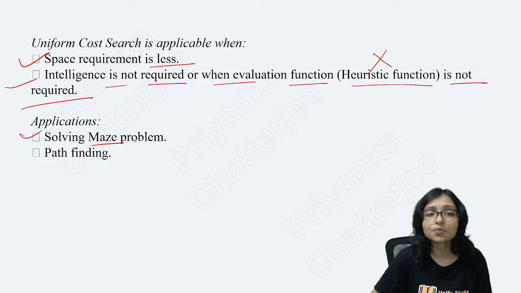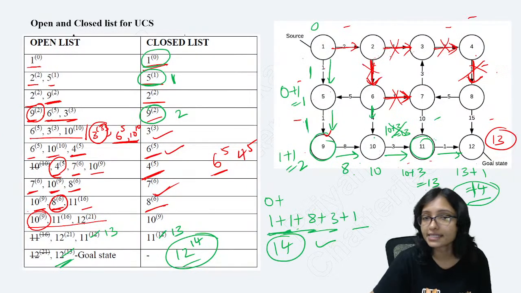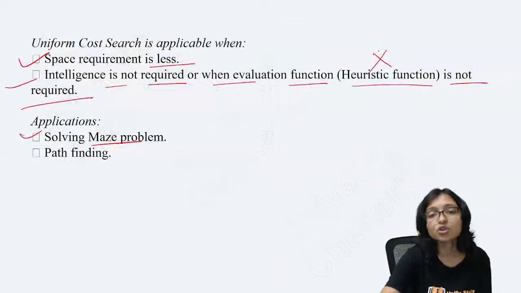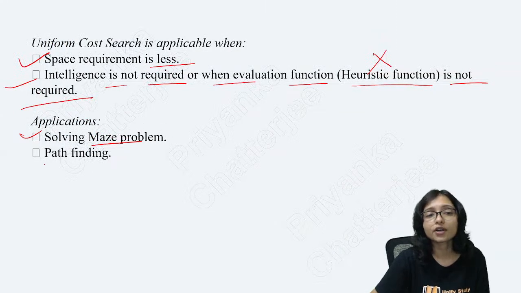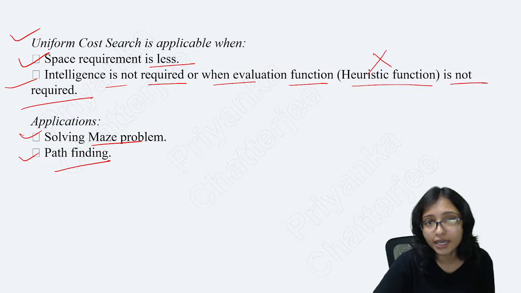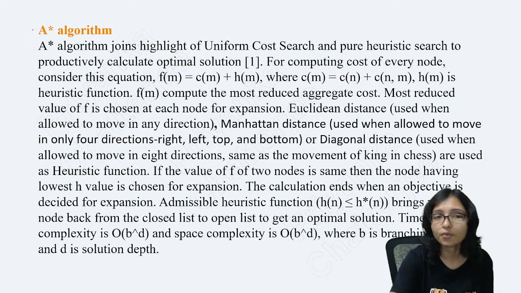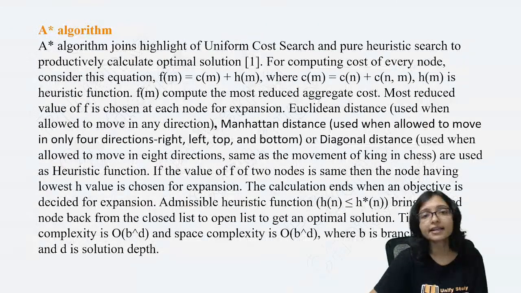No heuristic function required here. Solving the maze problem. This problem was a maze, like a maze problem, right? So to solve the maze problem we can do it. Path finding also we can do using the uniform cost search model application. Is that clear to everyone?